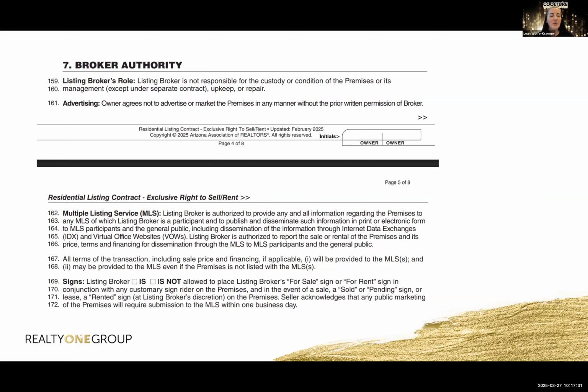All right, advertising. So this is one of the poll questions that we had. Owner agrees not to advertise or market the premises in any manner without the prior written permission of broker. Okay, so that's the reason why. Right here it says, and part of this is because they could put us in hot water if they reference anything about compensation, even though it's their stuff.